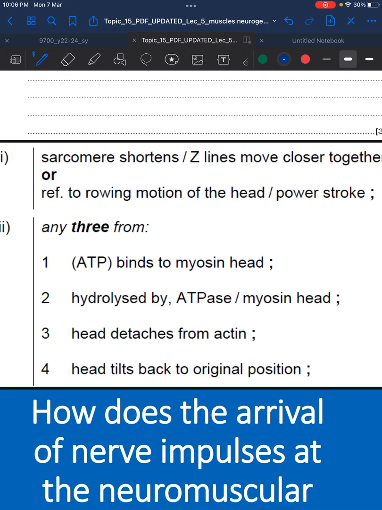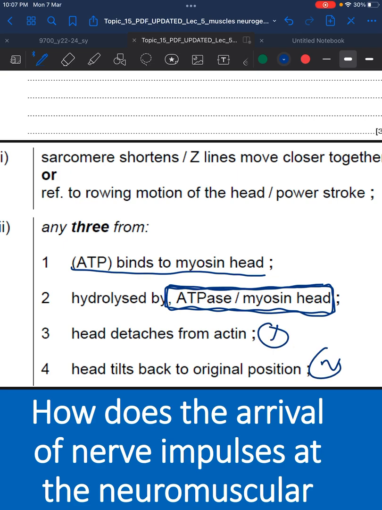The ATP binds to the myosin head, and then the hydrolysis of this ATP by the ATPase. Remember, the myosin head itself is the ATPase. It will help to detach. Remember, the first function is to detach, and then return back to its original position. So ATP binds the myosin head, hydrolyzed by ATPase, which is the myosin head itself, into ADP and phosphate group and energy. That energy is used to detach the myosin head from the actin, or from its binding site, and then to reposition the myosin head to its original or previous position.